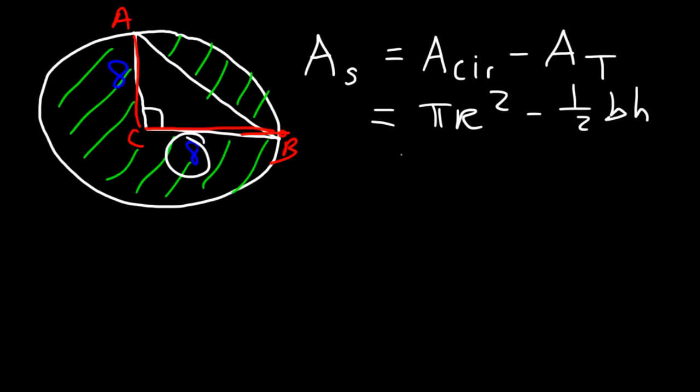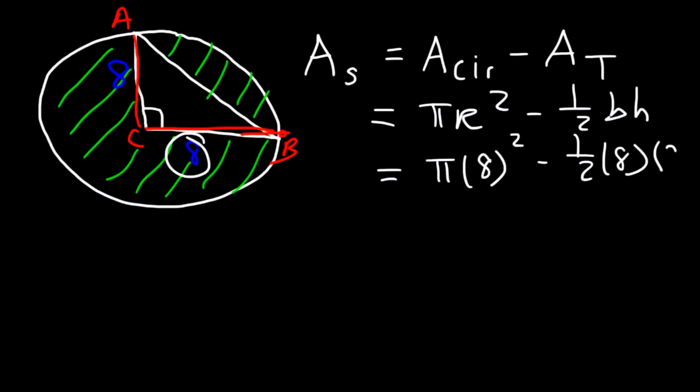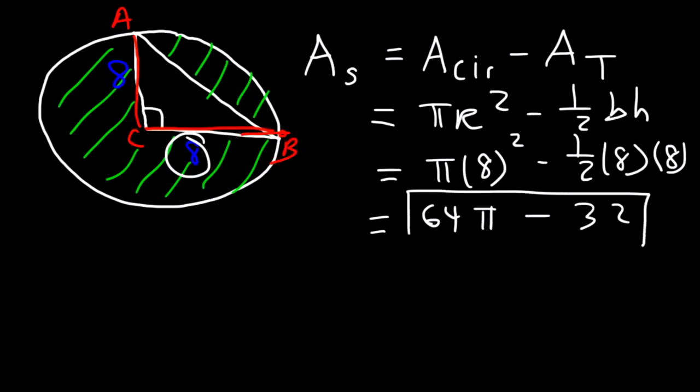And that's the base and the height of the triangle. So the radius, which is 8, is the same as the base of the triangle, and it's the same as the height of the triangle. So this is going to be 64 pi minus 8 times 8 is 64, and half of 64 is 32. So the area of the shaded region is 64 pi minus 32.